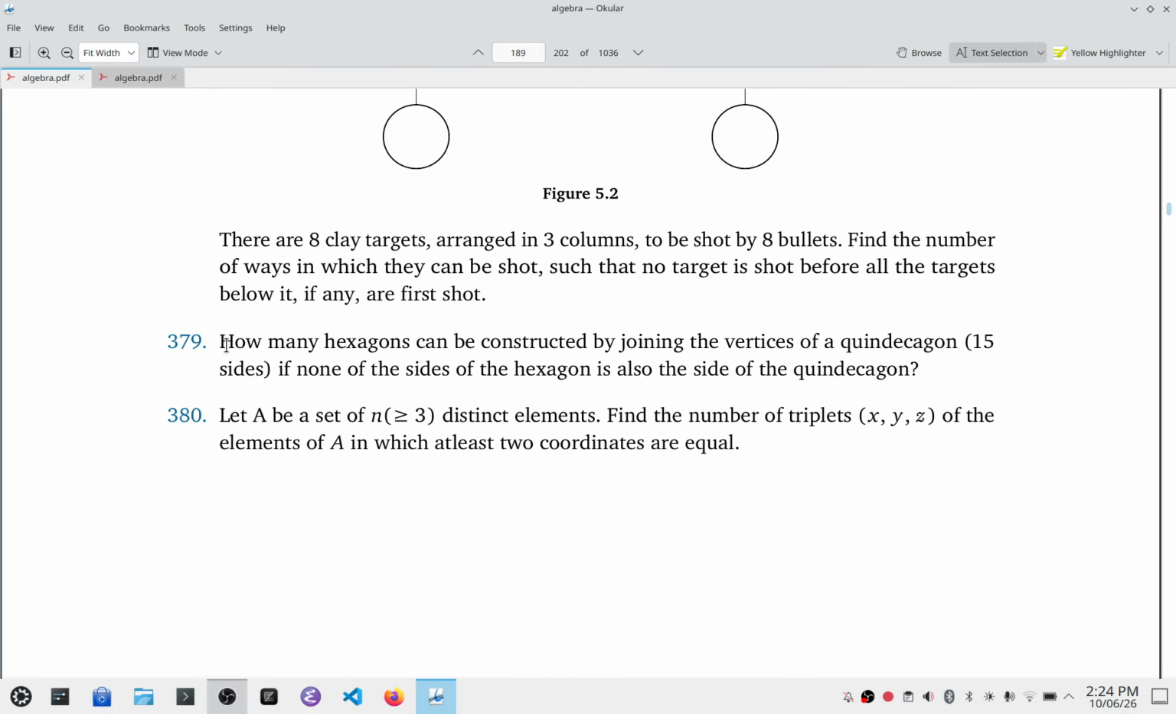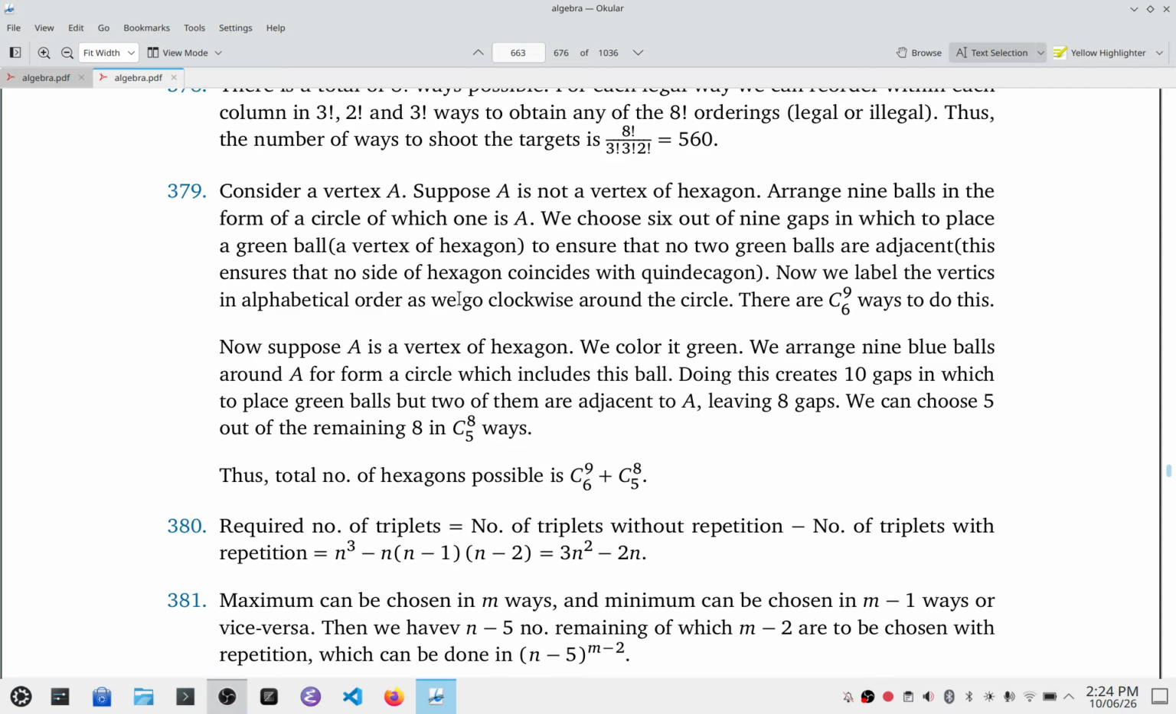Question 379 says that how many hexagons can be constructed by joining the vertices of a twin decagon, which is a 15-sided polygon, if none of the sides of the hexagon is also the side of the twin decagon? Now, to understand the answer of this, it would be best if you take pen and paper and draw it. If you don't pay attention here, you will miss the solution. It is a bit involving.